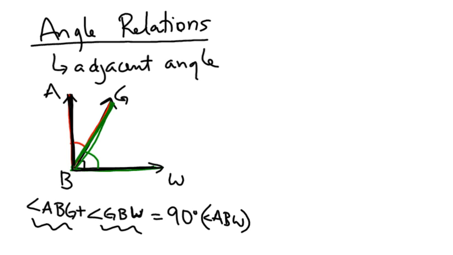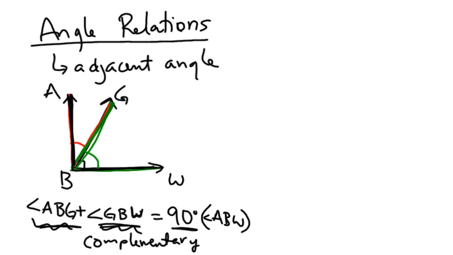And what do we have? When multiple adjacent angles equal 90 degrees, we have a complementary situation. These angles are complementary because they total 90 degrees.